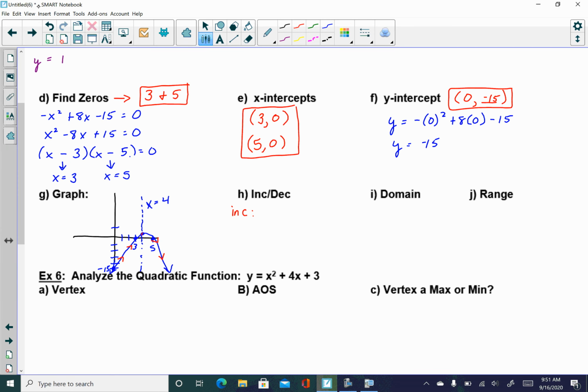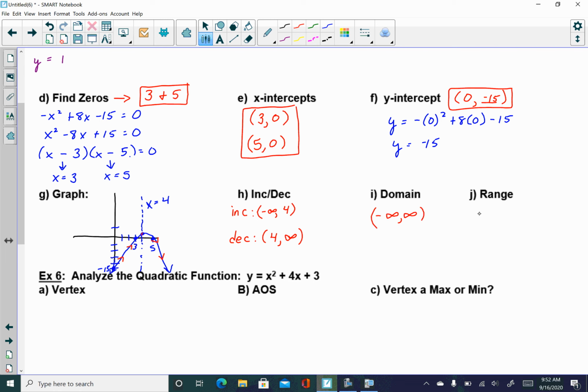Okay. So it's increasing from negative infinity to positive 4. And then we would say that it is decreasing from positive 4 to infinity. Okay, your domain: since you go down and to the left forever, and you go down and to the right forever, you're going left and right forever, so the domain is negative to positive infinity.